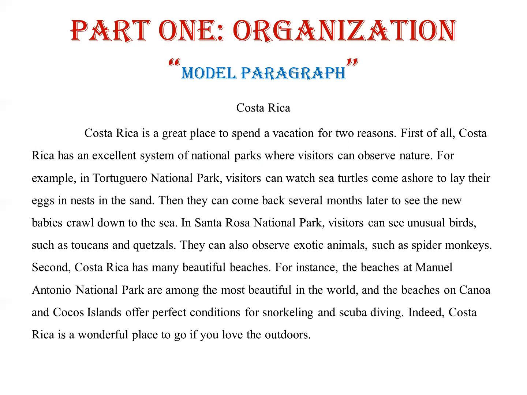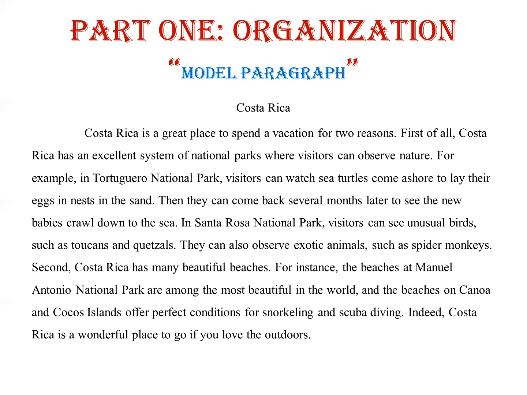Then I'm mentioning another example for my first reason, which is the national parks. I'm giving you another national park, which is Santa Rosa National Park. Visitors can see unusual birds, such as toucans and quetzals. These are unusual birds. This is the first time I read these names. Anyhow, I don't know what kind of birds these are, but anyway. The writer has given you the second example, and it also gave you true names of birds. So he is using specific names to prove his reasons. Unusual birds, they can also observe exotic animals such as spider monkeys.